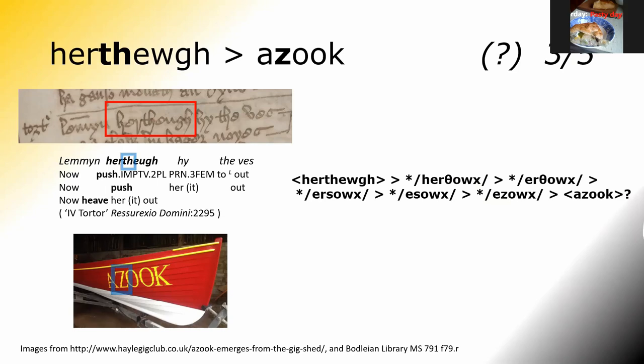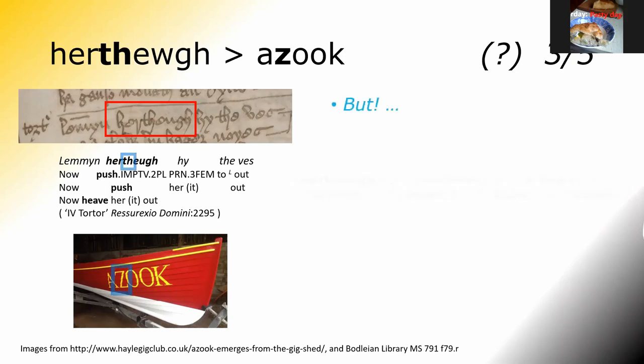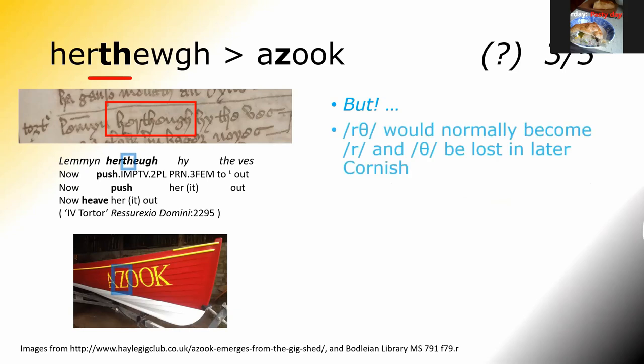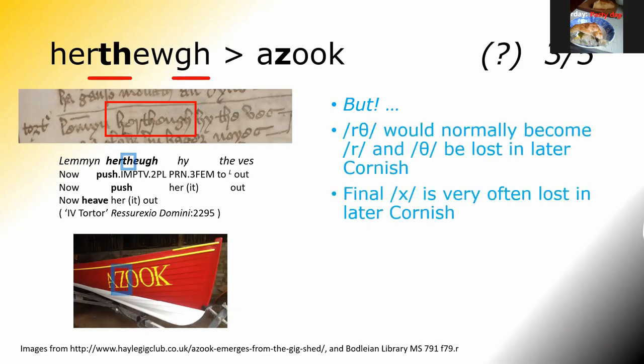Consensus is that this is extremely unlikely, as in later Cornish, rth is almost always changed to just r, leaving no th to sibilate. Also, the ending ch is usually lost. So from Herdhyuch, according to the rules, we might expect something like Erdhu or similar. So there's no proof here either. Well, let's get our boots on and head inland for the fourth case.